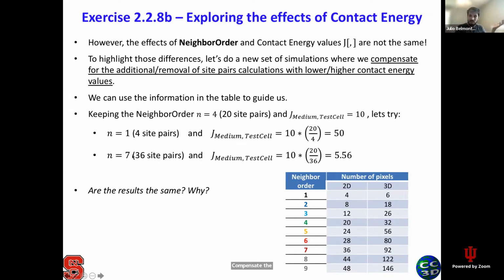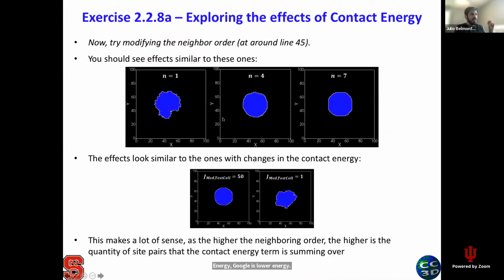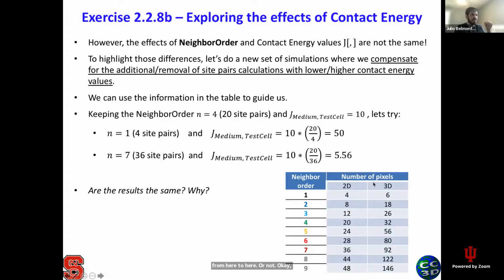you have a higher neighboring order by decreasing the energy. So if we scale that 20 to 36, and now we use a lower energy, would this lower energy with this high neighboring order give you the same results from here to here, or not? Okay, so that is the last exercise I want you to do.